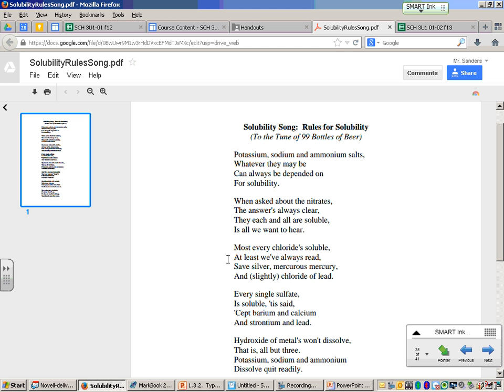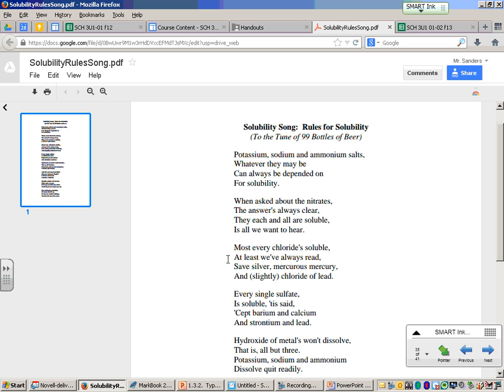That's a good one as well. Nitrate is a negative ion. Take a look at nitrate all the way down the line. What is it? All aqueous. All aqueous.